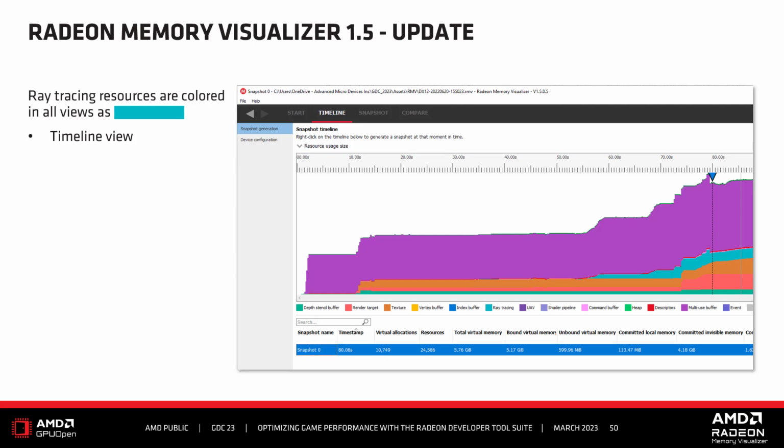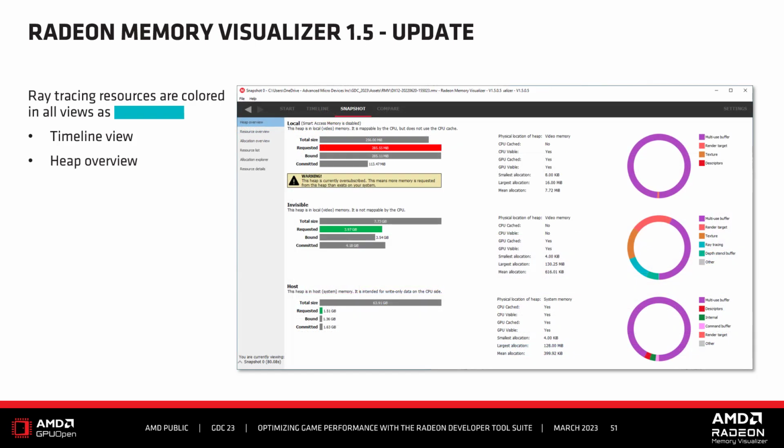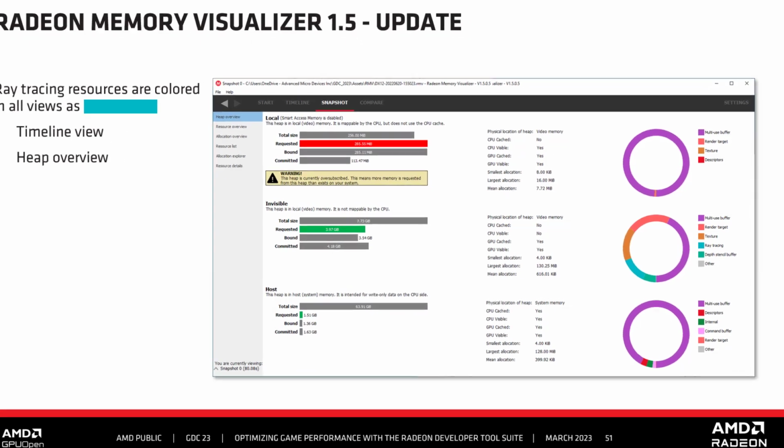This screenshot shows the RMV timeline view where the GPU memory usage is recorded for a sequence of gameplay. The RMV trace files are relatively small and contain the lifecycle and type information associated with each allocation. As you can see in the color key, the ray tracing resource type is represented in turquoise. RMV allows you to create snapshots within a memory trace. These are deep dives into the usage state of GPU memory at specific moments in time.